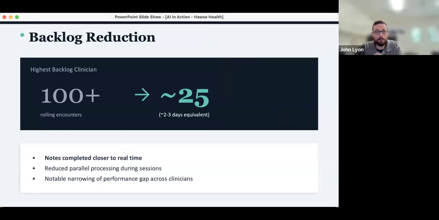As I touched on before, prior to this, our highest backlog clinician was sitting pretty consistently at about 100 encounters. So notes are getting completed much closer to real time, with reduced parallel processing during sessions. One of the really interesting things is a huge narrowing in performance across clinicians, both in the number of encounters they're seeing per month and the timeliness of documentation, which is not something we had anticipated at all. Next slide, please.